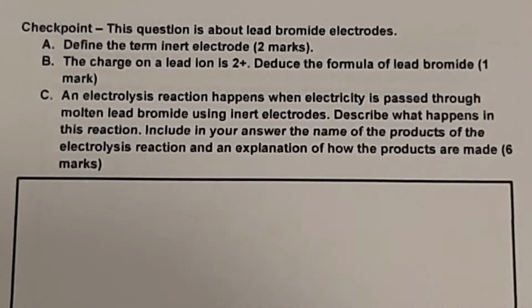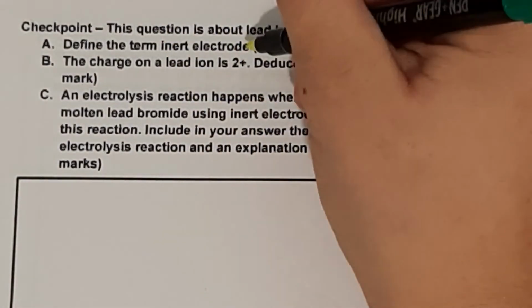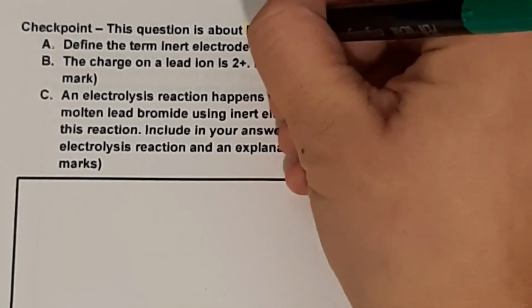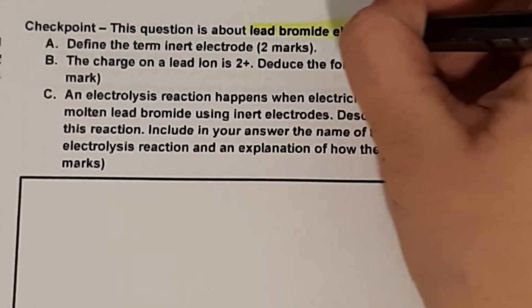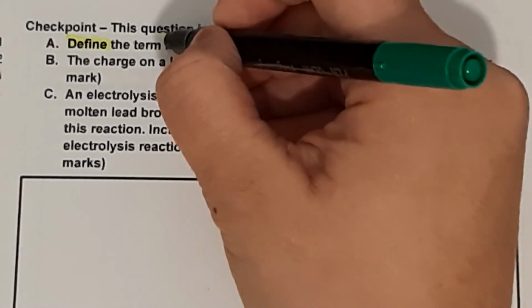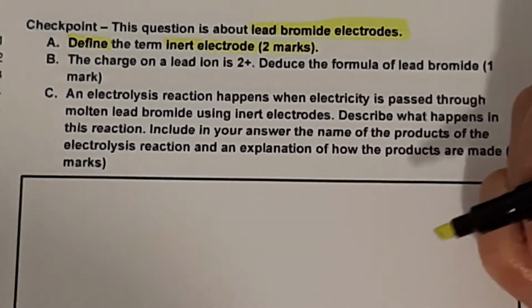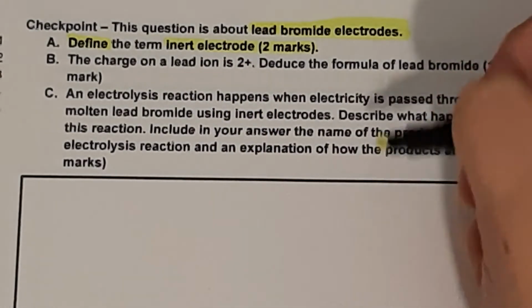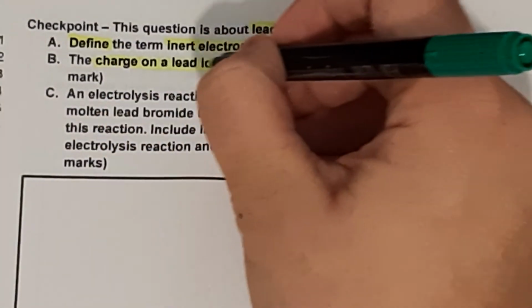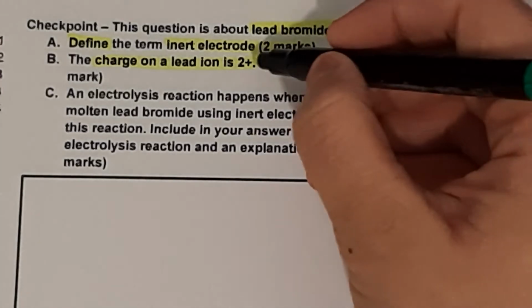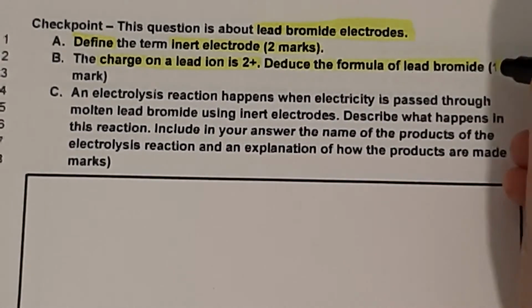Okay, so moving on to the checkpoint question on page 20, which is a question about lead bromide electrodes. Okay, so question A, define the term inert electrode. That's for 2 marks. Part B, the charge on a lead ion is 2+. Deduce the formula of lead bromide. That's for 1 mark.